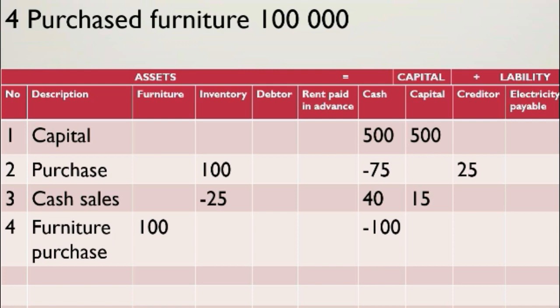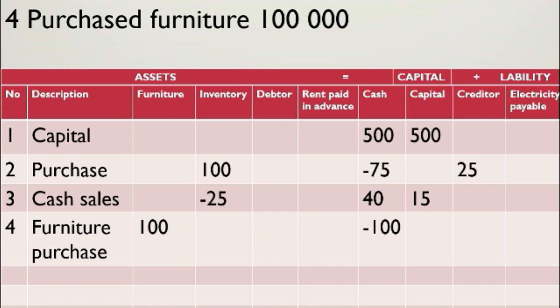Purchased furniture for 100,000. Furniture is a non-current asset because we can use it for more than one financial year. When we are buying furniture, always think from a cash point of view. We have to go to a furniture shop. The business has to pay 100,000 worth cash. Cash is going out of the business. When cash goes out of the business, cash will decrease by 100,000. So we can go to the cash column and deduct 100,000.